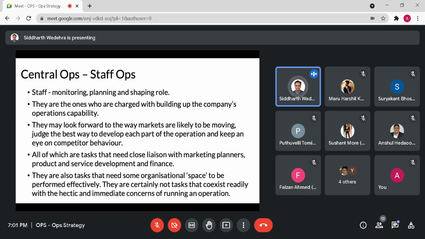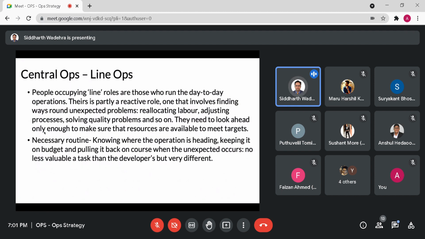We looked at operations implementation, and we understood whose responsibility it is. In any organization, there is a central ops team, which is comprised of two sub-verticals, for lack of a better word. You have staff ops, which is primarily responsible for monitoring, planning, and shaping. And you have line ops, who are responsible for running the day-to-day operations.